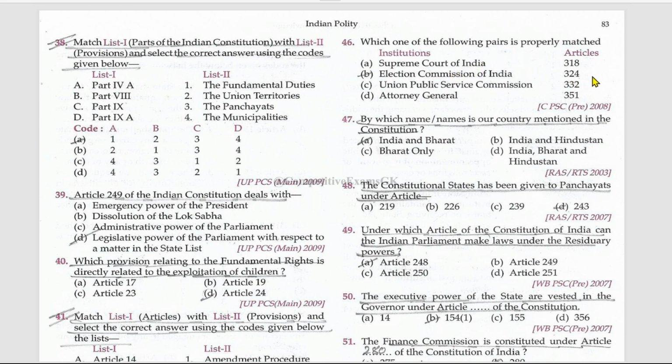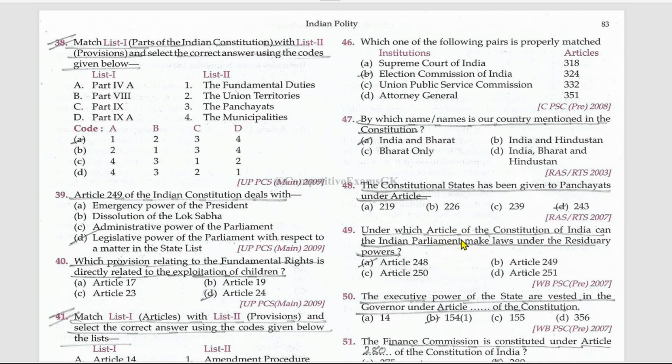Election Commission of India, which comes under Article 324. Under which article does the Supreme Court of India come, and the UPSC, and the Attorney General? Mention those articles in the comments. By which name or names is our country mentioned in the Constitution? India and Bharat. The constitutional status has been given to panchayats under Article 243.